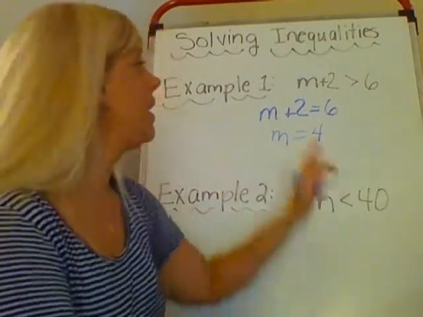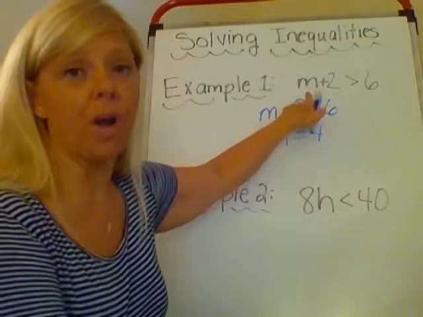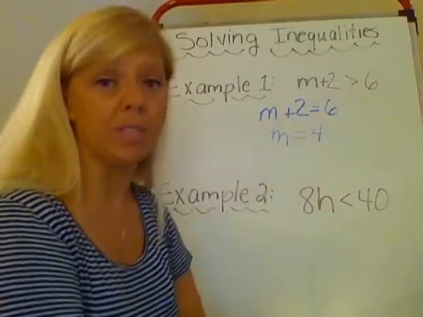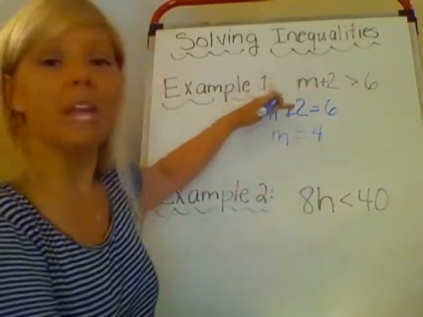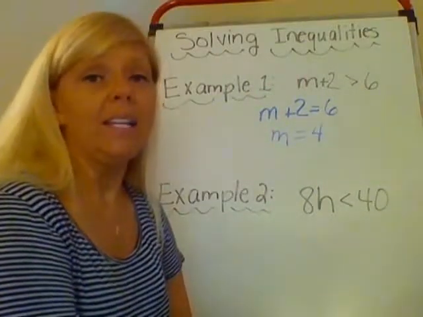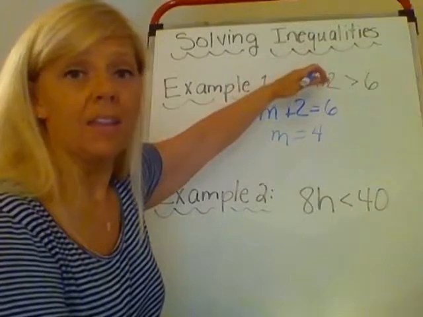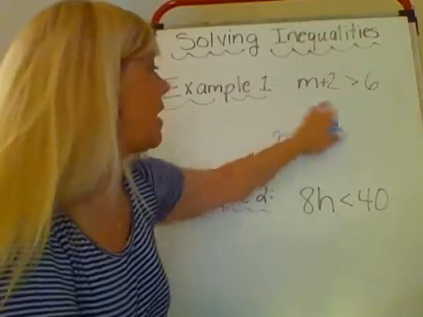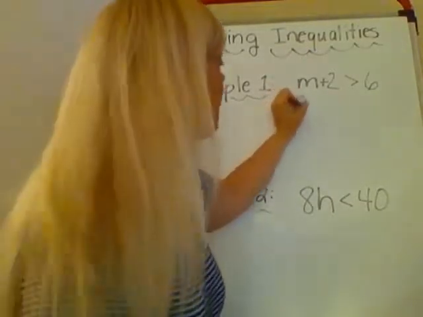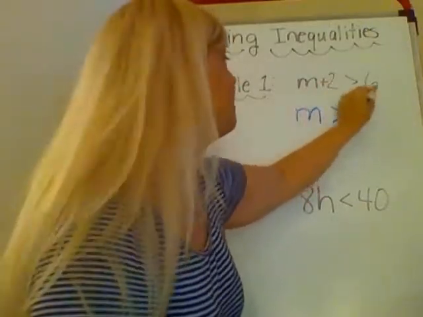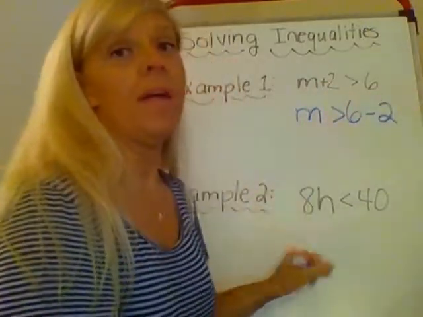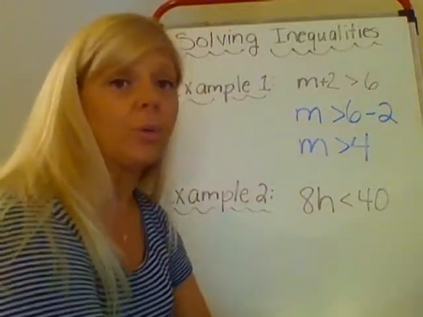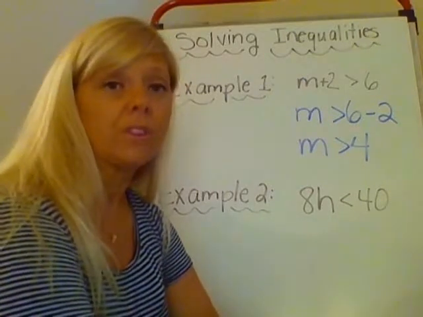So let's think about this for a minute. If I replace m with 4, 4 plus 2 is not bigger than 6. It's equal to 6. So when I solve it like a normal equation, I need to check at the end so that it makes sense. If I undo, I have m is greater than 6 minus 2, that means that m must be bigger than 4. That means any value bigger than 4 is going to work for this solution.